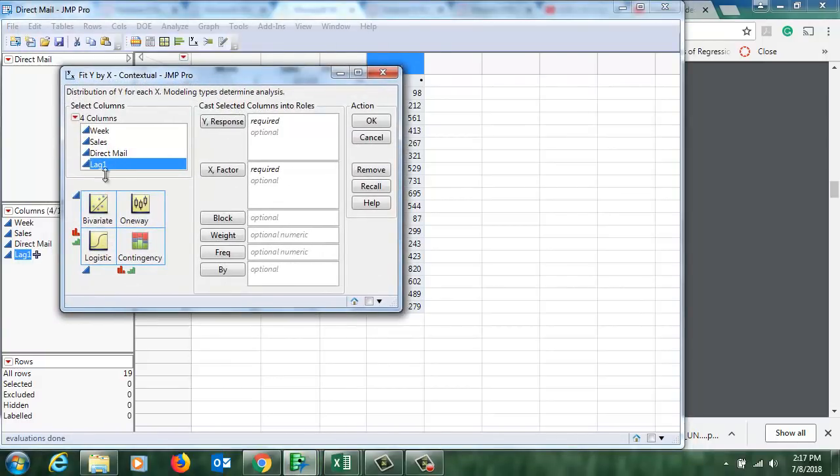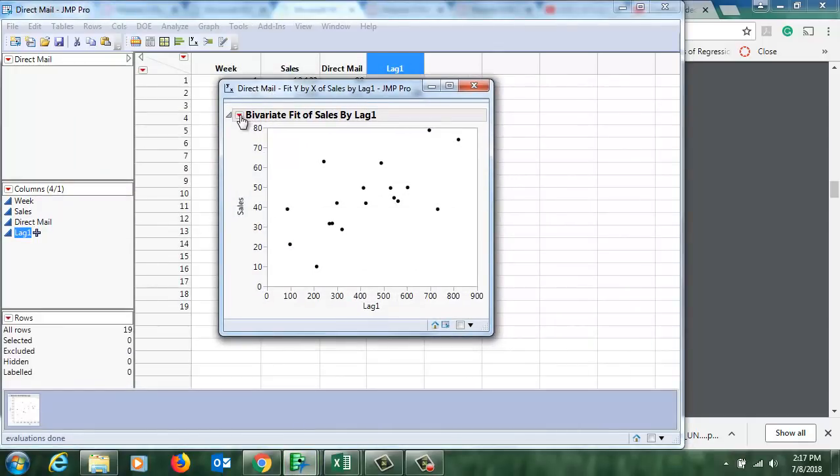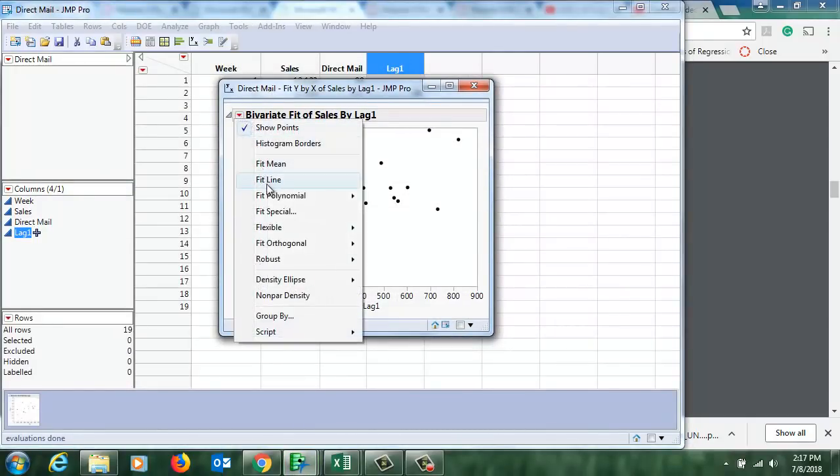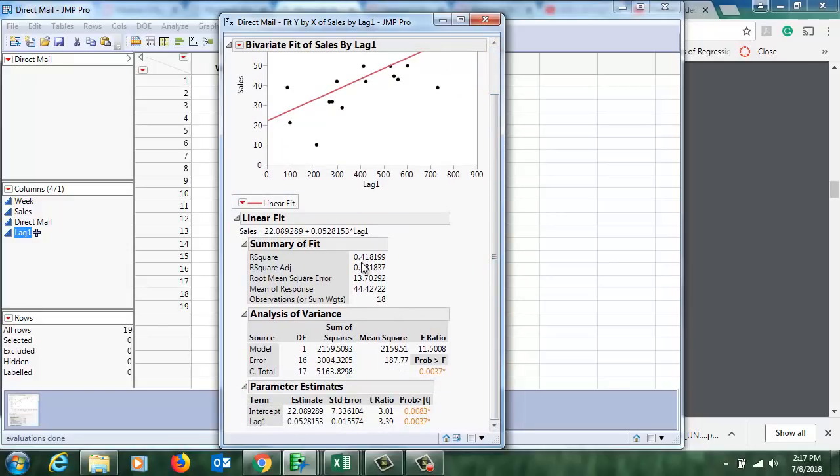Repeat the regression analysis. Predictor or factor is lag 1 and sales is the response. We'll fit the line. From the slope of the line, it seems like there is a significant relationship. R square is about 42%. The p-value for parameter estimates shows that the relationship is significant both for the slope of the line, the coefficient of lag 1, and for the intercept.